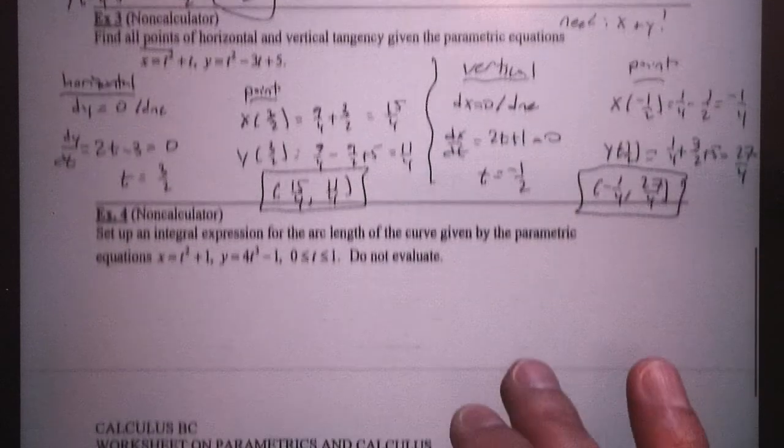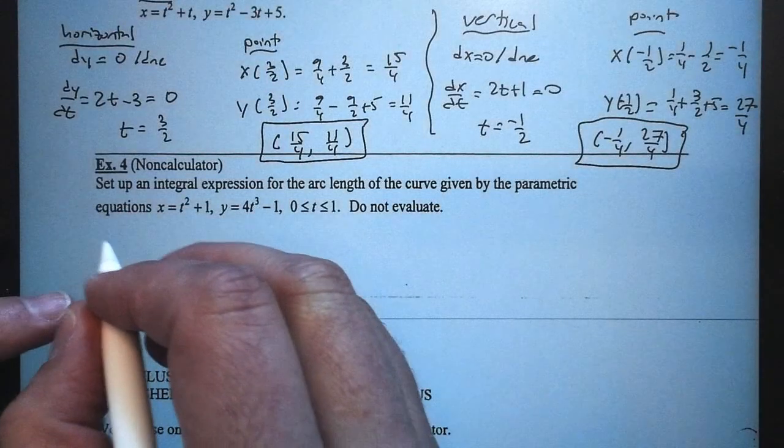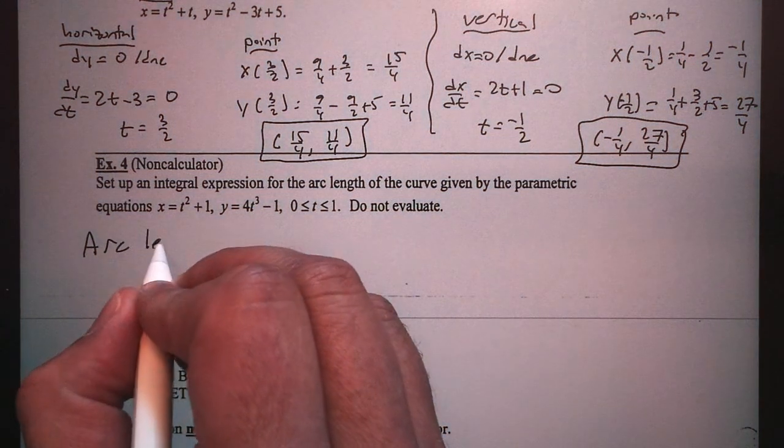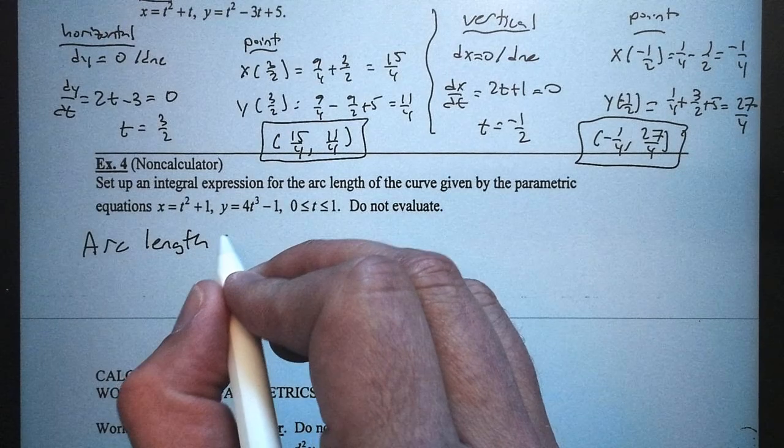All right, number 4, we want to set up an integral expression to find arc length given by the parametric equation. Now I'm going to go ahead and give you the rule for now, and we'll go over that in just a few moments. So to find arc length, now we did something very similar to this earlier this year when we did length of a function, and it's very similar to it.